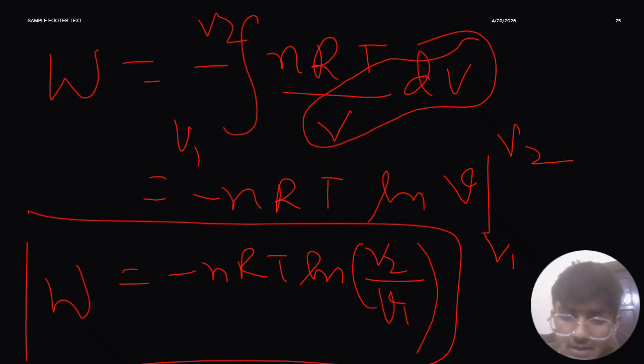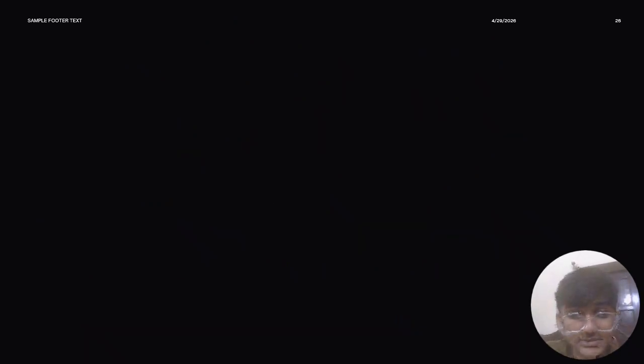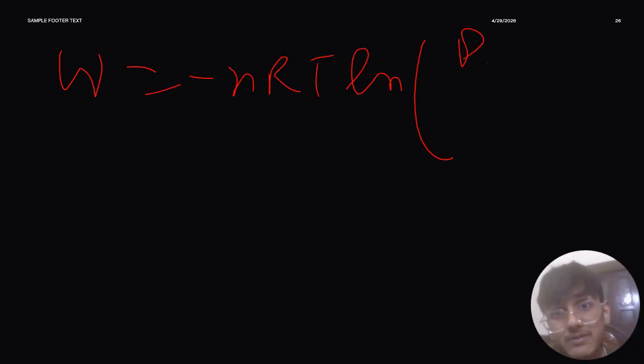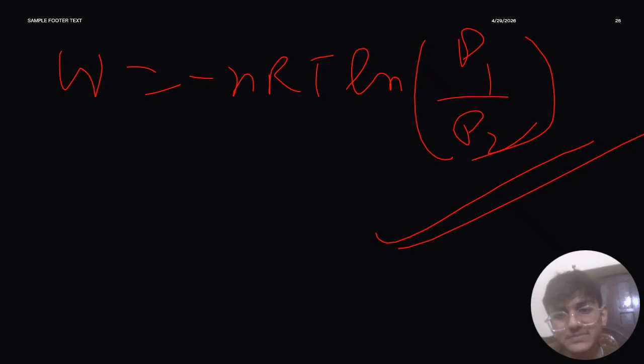Here it will be this, and you can represent it in pressure also, as I discussed. You can write it here like this, ln P1 by P2. This is also correct. Both are interconvertible. Okay, so this was our isothermal process concept of work done.